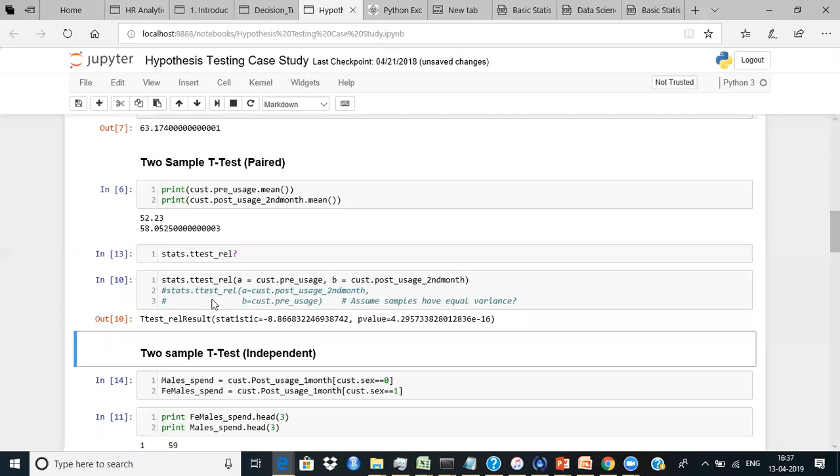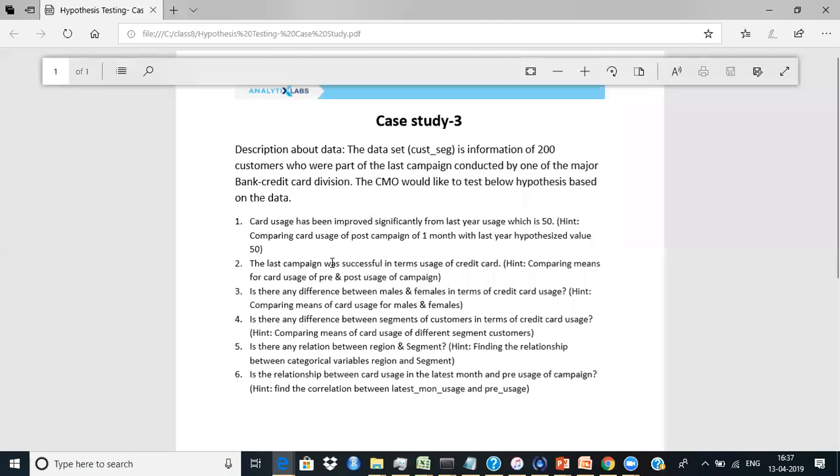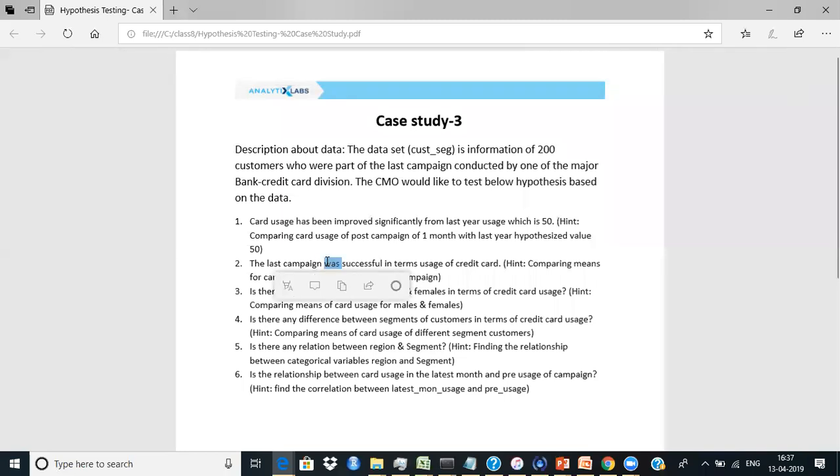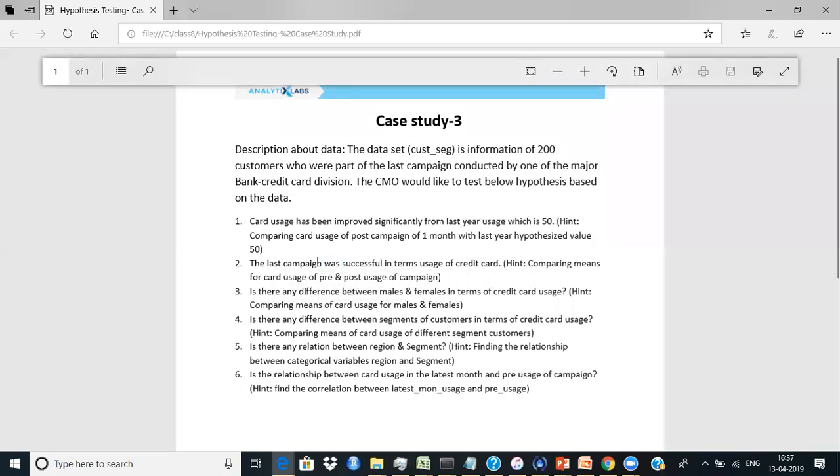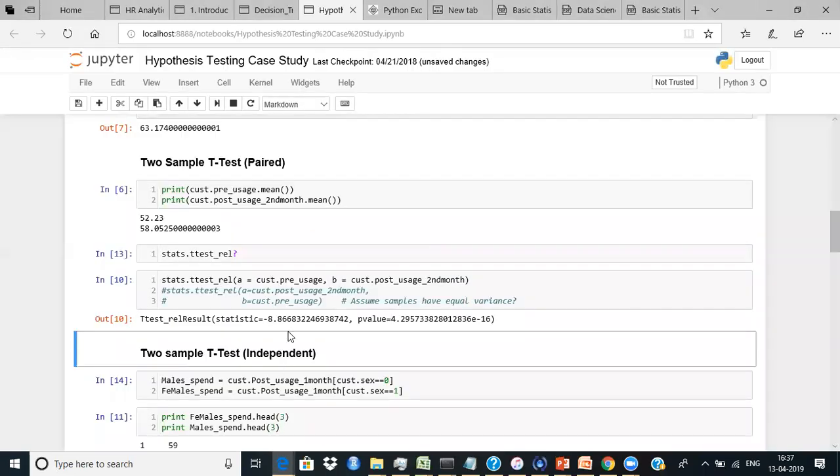Now, what will be the answer to this question? That last campaign was successful. I mean, we can accept the alternate here. Sorry? No. We can accept, the business will not understand what is alternate. Now, what is the answer to this question? That the last campaign was successful. I have taken post usage after 2 months. You can take after 1 month. Your choice.